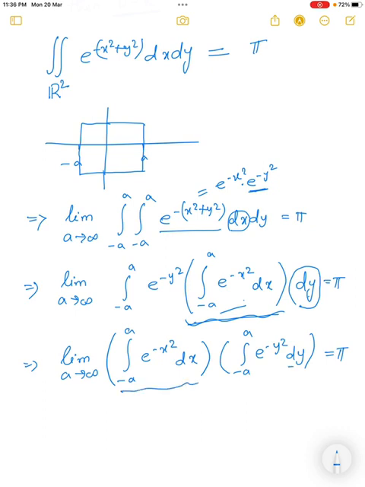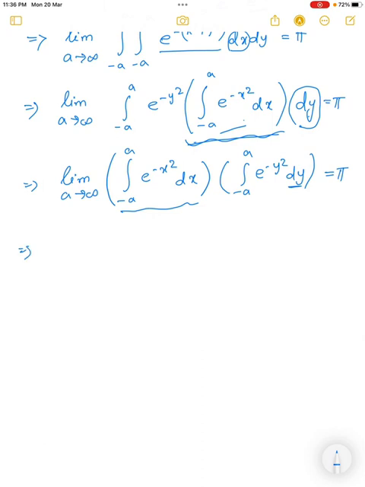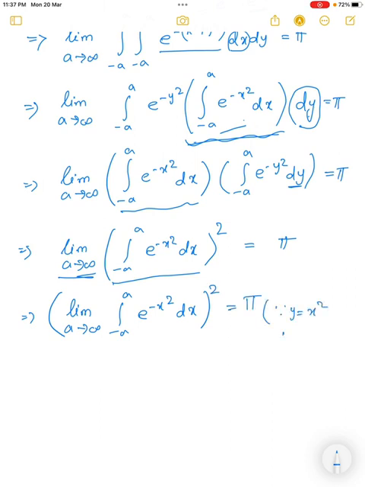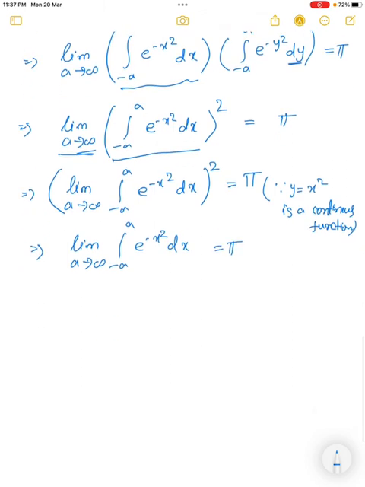Now this is of course a dummy variable, so you can choose any variable. So I can write limit a tends to infinity of the integral minus a to a e to power minus x square dx, whole square. Now this is a whole square, and y equal to x square is a continuous function, so I can put the limit inside. Why? This is because y equal to x square is a continuous function. If it is a continuous function, then we can take the limit inside the function. So this limit of the integral of e to power minus x square dx, the square of it will be pi. So this limit will be root pi.